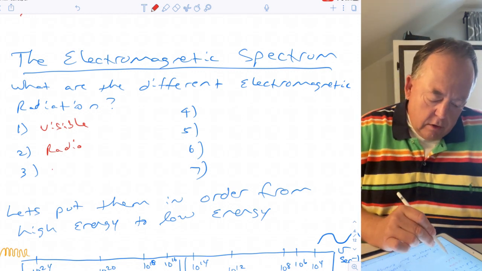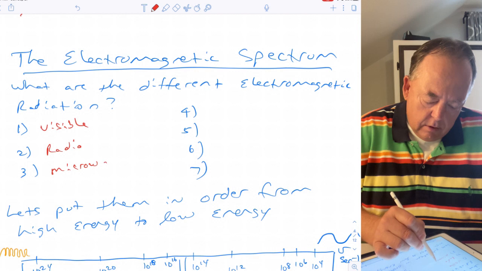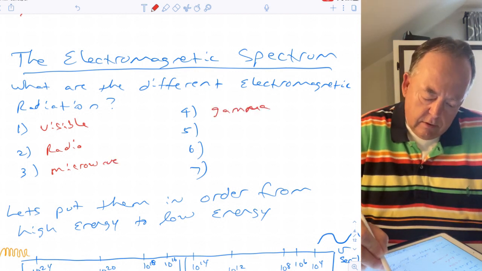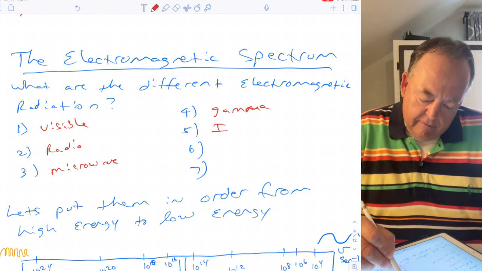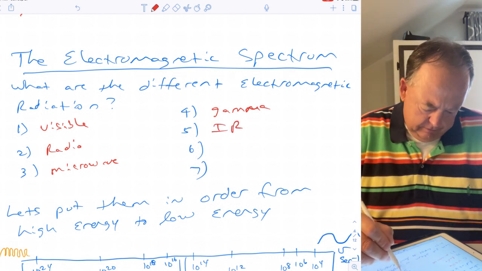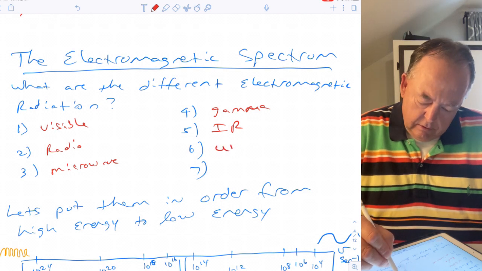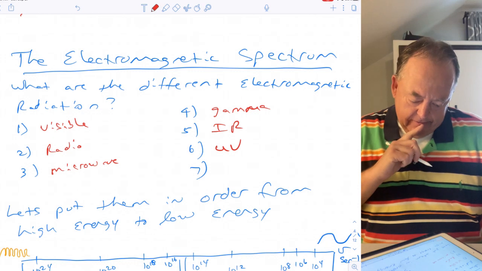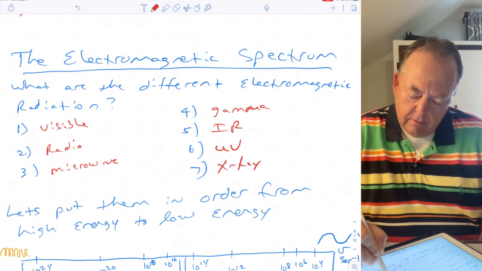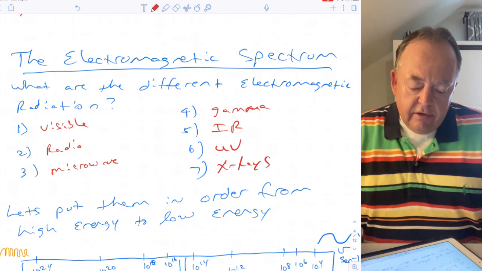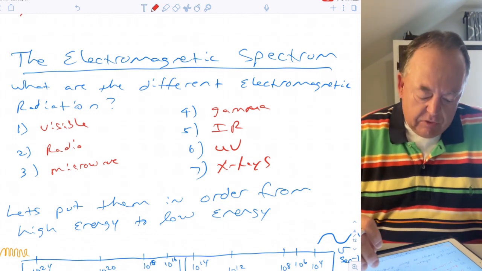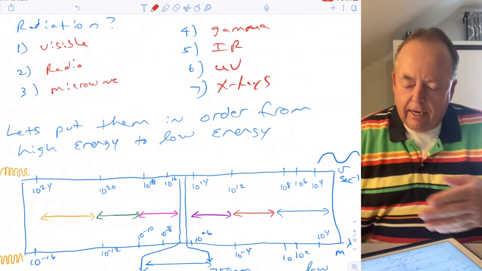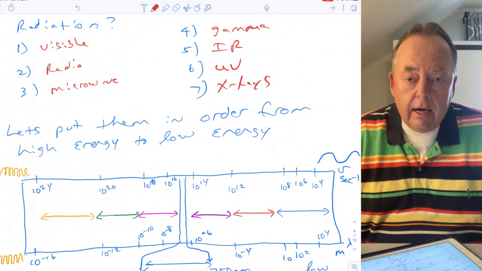So visible, radio, microwave, gamma rays, infrared radiation, UV, and what am I missing? X-rays. Right, so that would be the 7 different regions of the electromagnetic spectrum. Now let's put them in order, from high energy to low energy, left to right, or from right to left, low energy to high energy.